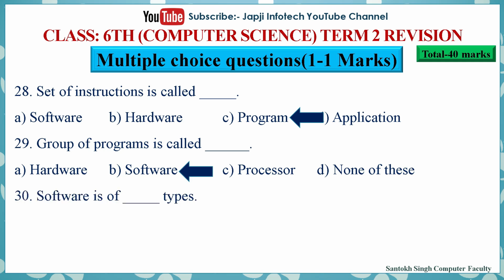And 30th one is, software is of dash type, and the options are 2, 3, 4, and the last one is 5. And the right answer is software is of 2 types.